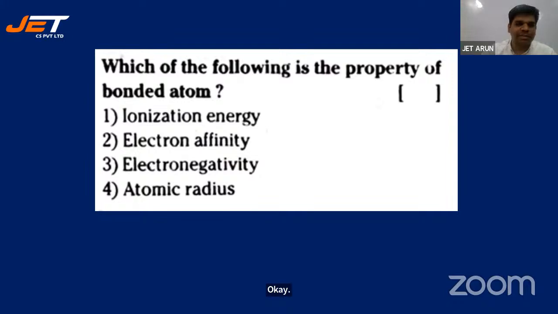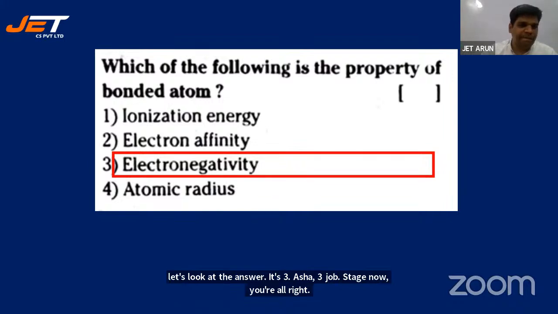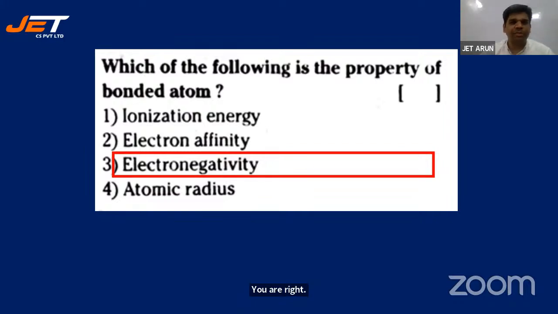Okay, let's look at the answer. It's 3. Aishwarya, Sukanya, Srija, Shreshna, you're all right. Some people went wrong. Sudeksha, you're right. Note down who went wrong. And I really appreciate the ones who have gone right. Very good, students.